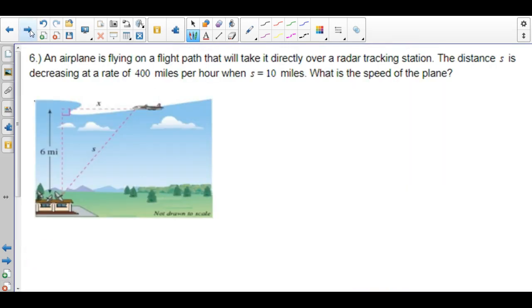Alright, last problem then, we've got an airplane, so the diagram's already there for us. An airplane that's flying on a path that will take it directly over this little tracking station that's there at the bottom of the screen. The distance S, so this is going to be the hypotenuse of our right triangle here. The distance is decreasing at a rate of 400 miles per hour when S equals 10 miles. We want to know what the speed of the plane is.